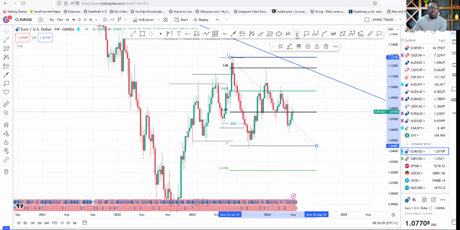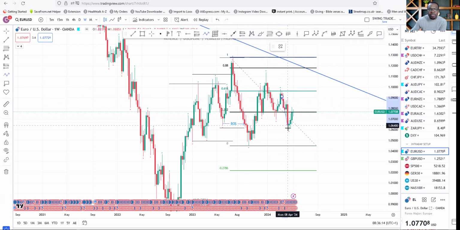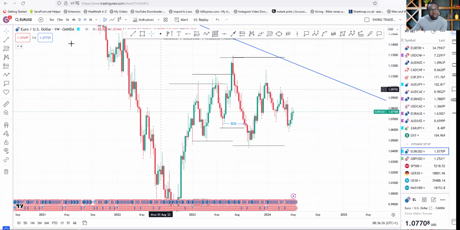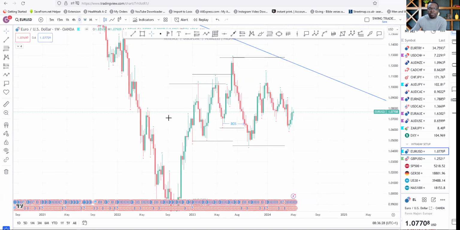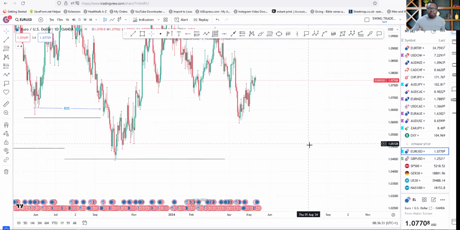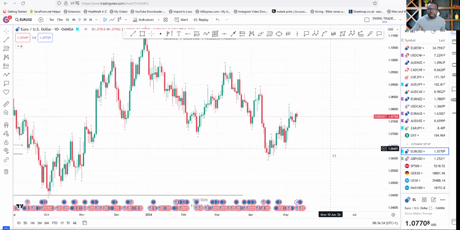So we could see something of this nature and price dropping to break this low. We could see something of that nature, and that's what we're going to trade this week if that happens. So to be able to get that, we need to go to a 4-hour and daily time frame to look at the market. On the daily time frame, this is the area we want to look at.